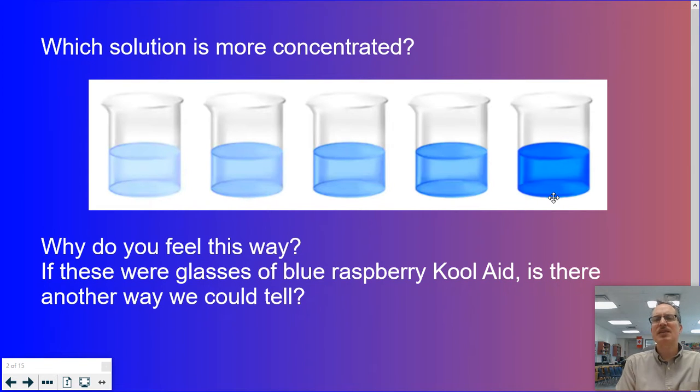Is there any other way we could tell which one is more concentrated rather than by a visual hint? I would probably say that I could taste them, and whichever one tastes the strongest would be our most concentrated. Now, that is not going to be a test that we're going to use in the lab because everything we use in the lab is going to be a chemical, and so that would not fall under safety procedures.